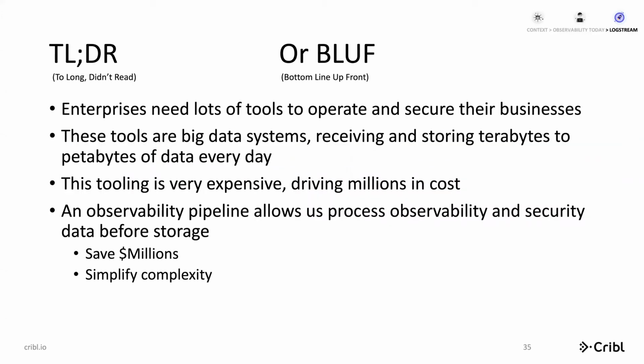So to summarize, and we'll have time for Q&A at the end, I hope that this matches what I said: enterprises need a lot of tools to operate and secure their businesses. These tools are very big, hard to manage, hard to run, and very expensive. An observability pipeline allows us to process all that data before storage and potentially save you millions of dollars and greatly simplify your environment and your complexity.